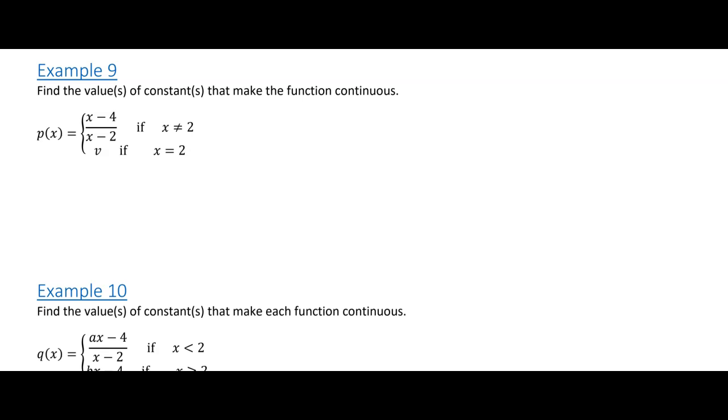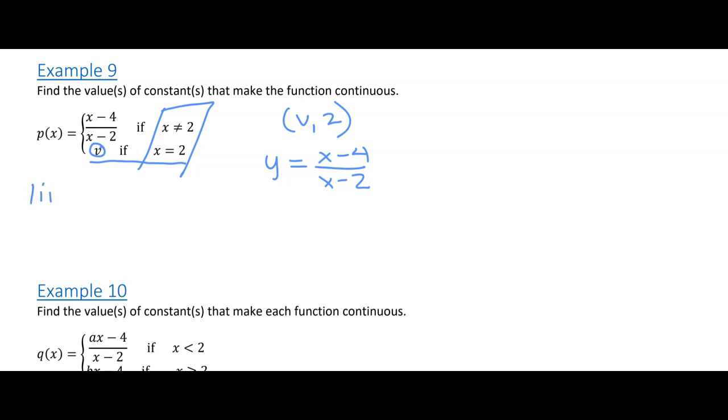Same directions, different function. So we want to find the value of, this time, v, that will make my function continuous. And once again, it is just a single point. I'm being given the point v, 2 to try and patch up this rational function, y equals x minus 4 over x minus 2. So I need to be concerned about continuity at 2 since that's where the pieces connect, and I also need to be worried again at x equals 2 because the denominator is 0 there. So let's check out the limit as x approaches 2.